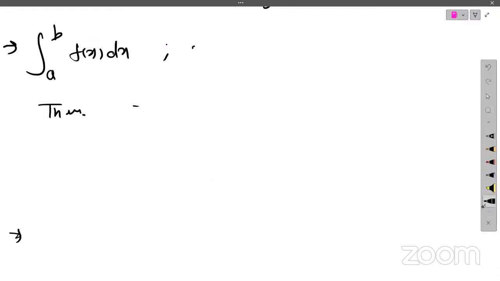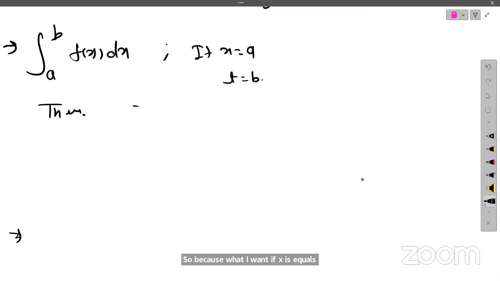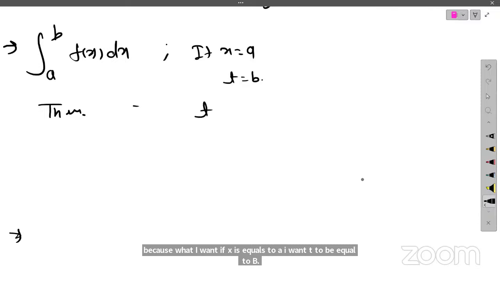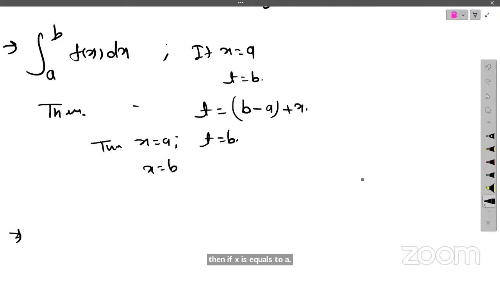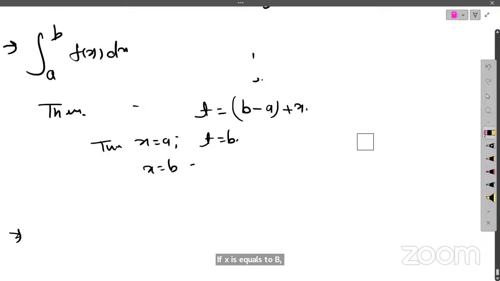Because what I want is, if x is equal to a, I want t to be equal to b. So if I consider t to be equal to b minus a plus 6, then if x is equal to a, t is equal to b. And if x is equal to b, okay, actually I forgot how to do it, sorry. I'll let you know.